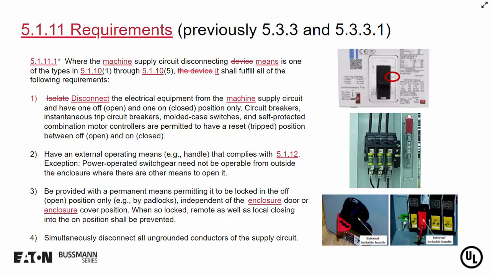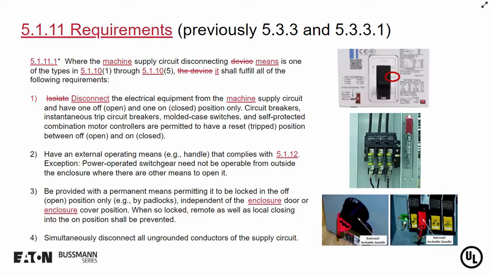So let's move on to section 5.1.11. And again, these were previously covered in section 5.3.3 and 5.3.3.1 respectively. And these sections identify the specific performance requirements for the machine supply circuit disconnecting means. So what does this disconnect have to have? What performance requirements does this have to include?